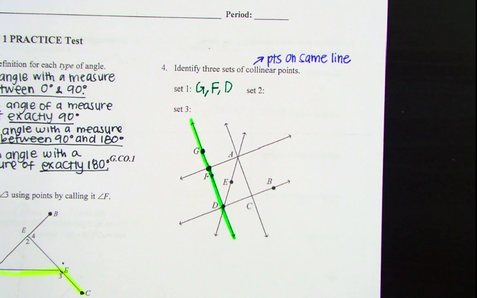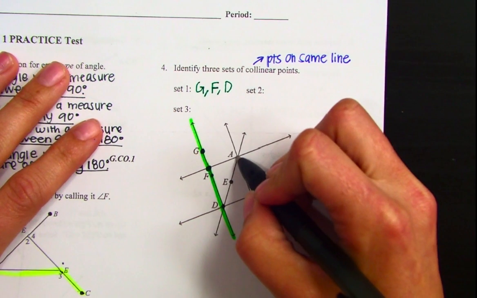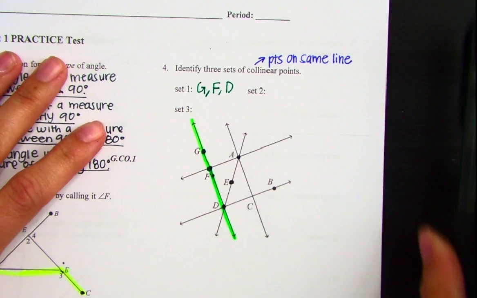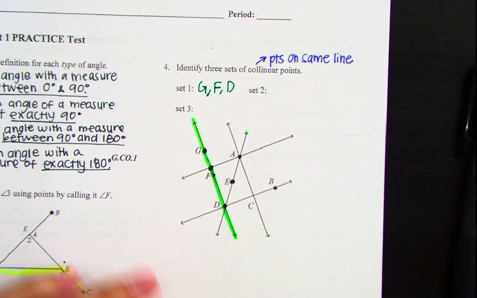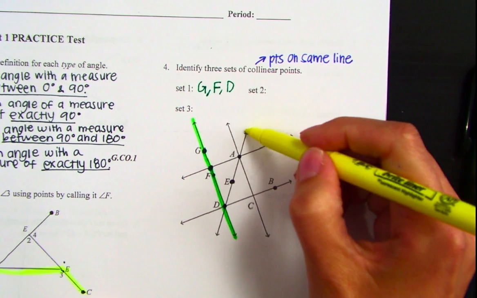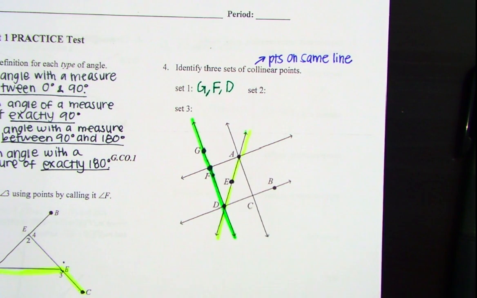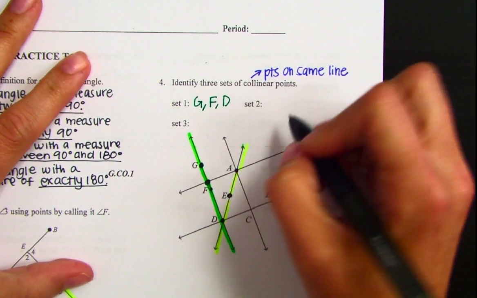All right, then I have right here on this line, point A, point E, and point D. So that's going to form that line right there. Let me find another color. So this one is going to be A, E, and D. Those are on the same yellow line there. So I'm going to write those down.